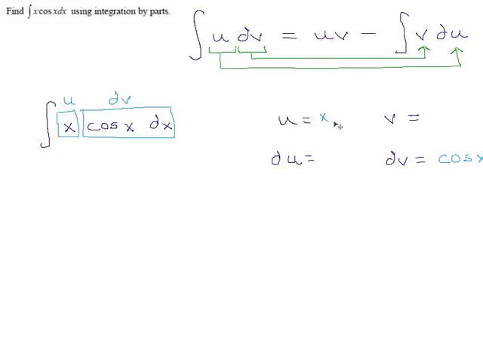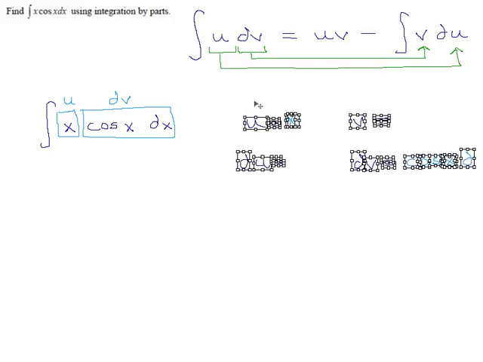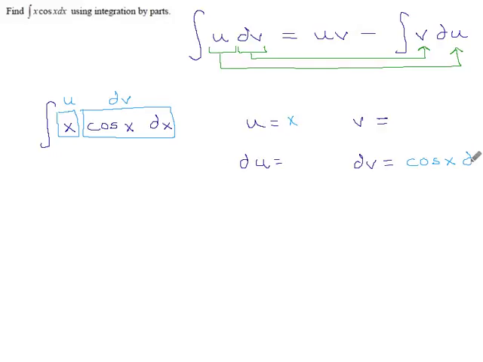cosine x dx. There we go. Okay, so now du is just dx. The antiderivative of cosine x dx is sine x. So now let's see what this formula gives us.